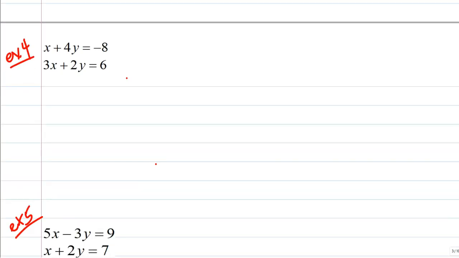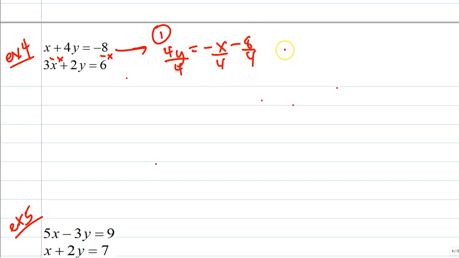Example 4. Let's graph this sucker. Okay. Solve for y. That's step 1. So I'm going to subtract the x and get 4y is equal to negative x minus 8. Dividing both sides by 4. Y is equal to negative x over 4 minus 2. We'll get back to that.